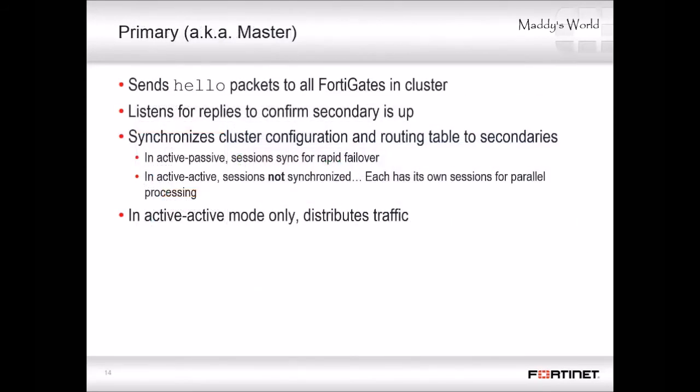So what are the roles of each FortiGate in an HA cluster? Whichever primary is currently elected to be the primary, also called a master, controls how the cluster operates. It monitors the cluster by sending hello signals and listening for replies to know if each FortiGate is available. It also synchronizes its configuration to others. In active-active HA, it also distributes traffic among the cluster.